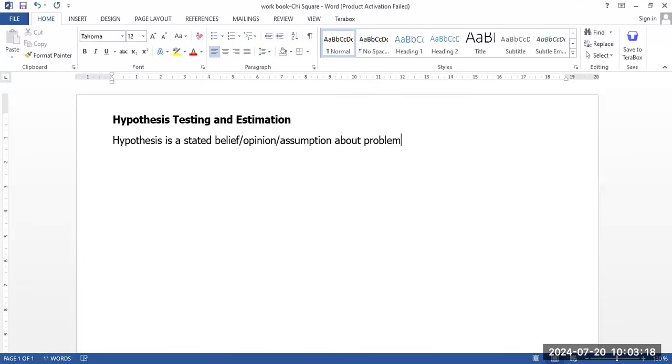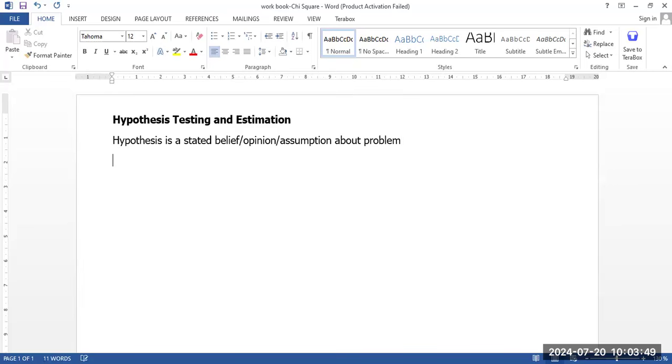But we cannot confirm your belief. We cannot confirm your opinion. We cannot confirm your assumption about something until we test. So that's why you realize that we need to first know what you have stated as your belief. Then from that, we can go ahead and test whether your belief is true or not.